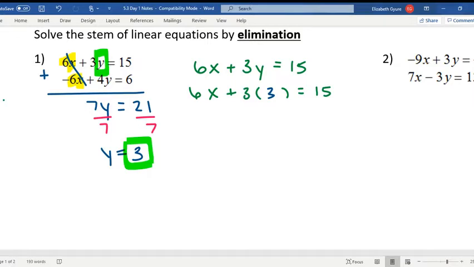Yep. And now let's go through and simplify. What would be our first step as we simplify this? Yep. Distribute. 3 times 3 is 9. So 6x plus 9 equals 15. Then what would we do?